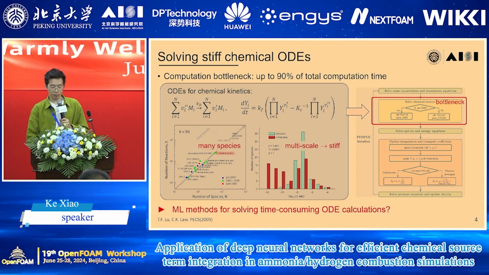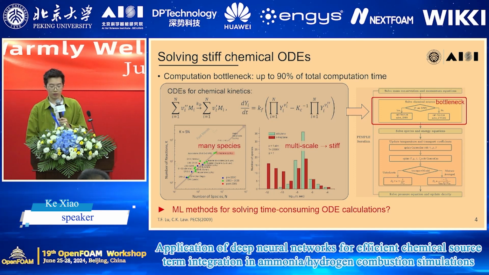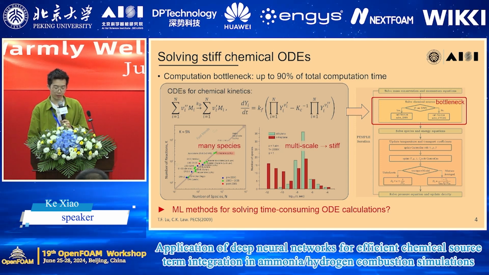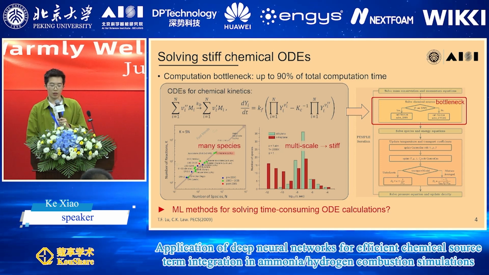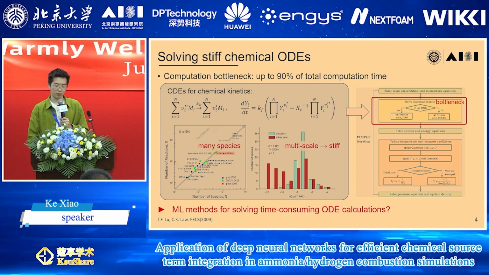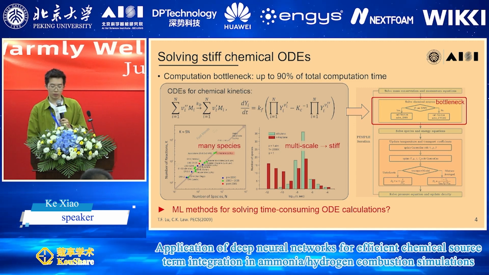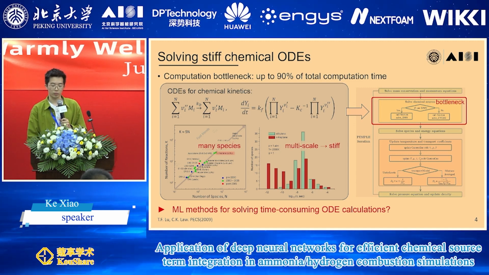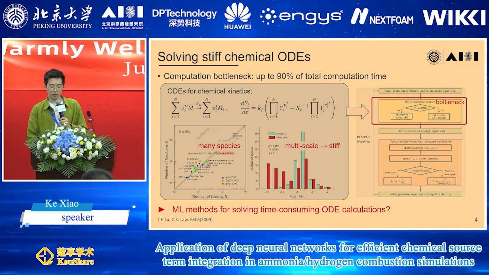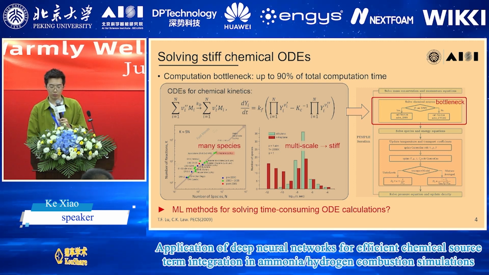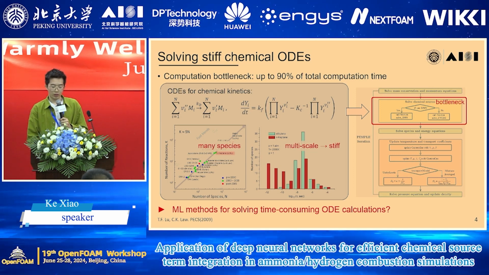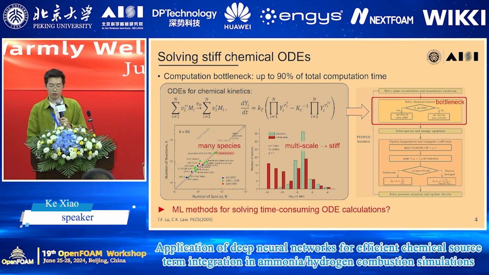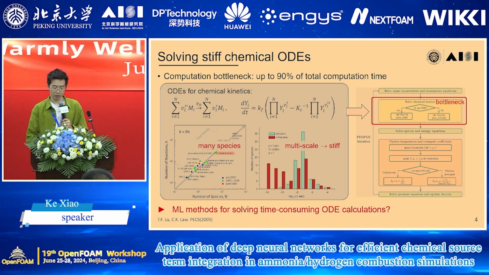When using detailed mechanisms in combustion simulations, the computation bottleneck is often the integration of stiff chemical ODEs. The many species and multi-scale nature of chemical kinetics often result in large-scale stiff ODE systems, which can consume up to 90% of the total computation time. This raises the need for acceleration of these time-consuming ODE calculations, and also raises a more specific question of the potential of machine learning methods for solving these stiff ODEs.